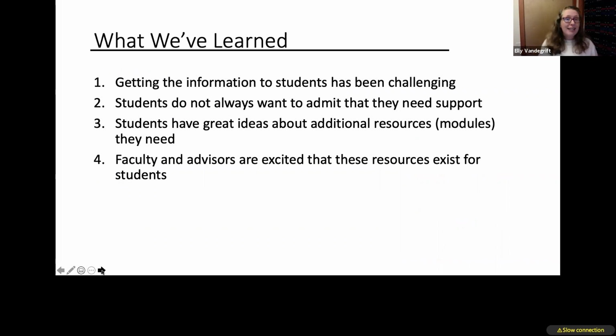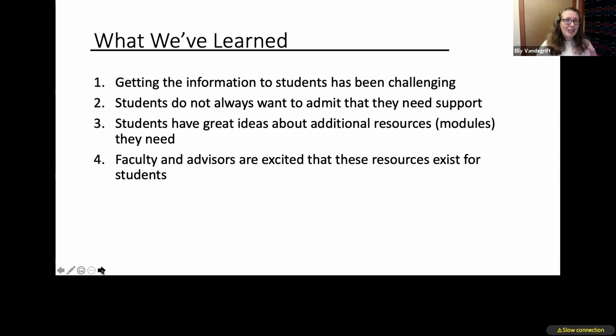The first is that getting the information to students has been really challenging. Students are bombarded with information. We have found that a weekly email, a weekly Instagram post has increased the awareness a little bit. But we think, when we talk to students, it's on a part of Canvas that many students don't go. They've never had a resource like this before, so many students don't know to look for it.